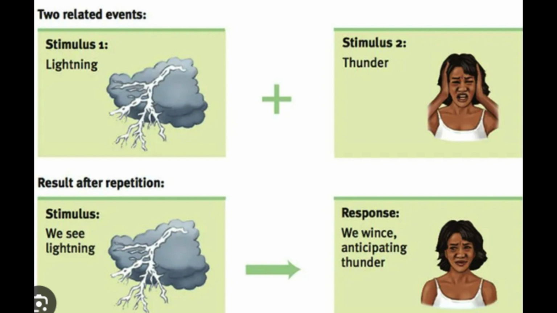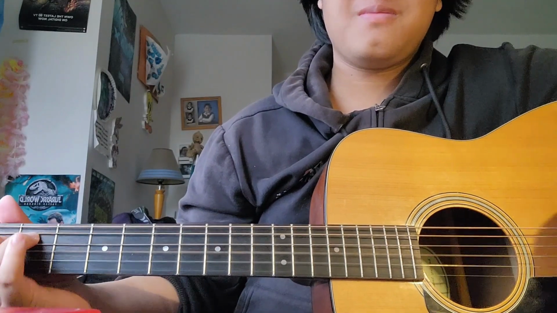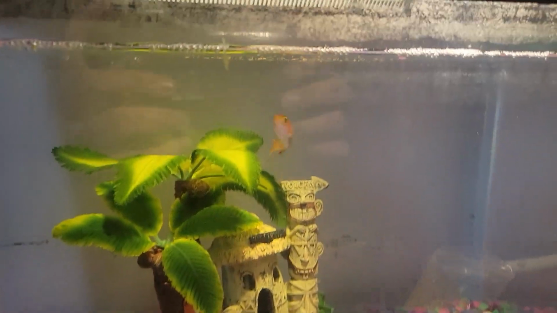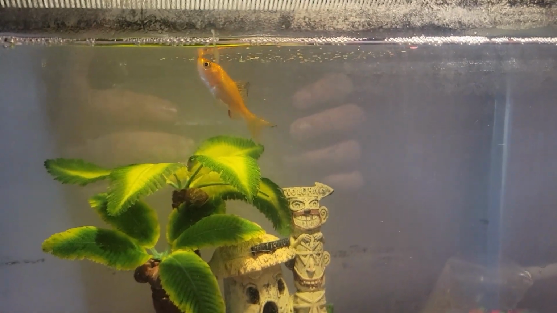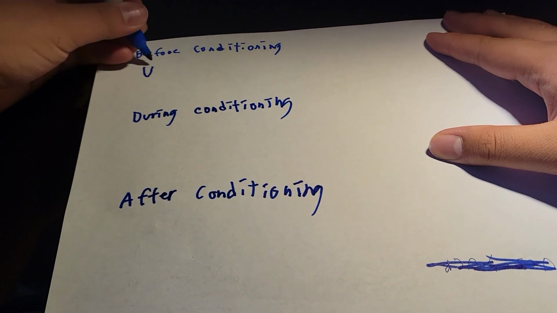Stimuli are something that can trigger an action or a behavior. Examples are wanting to play the guitar the moment you see one, coughing after you smell perfume, or remembering to feed your fish the moment you see it. The process usually goes through three phases: before conditioning, during conditioning, and after conditioning, and usually goes like this.